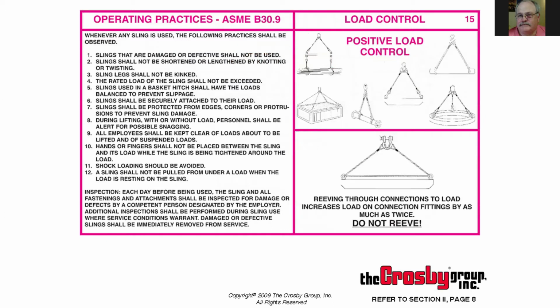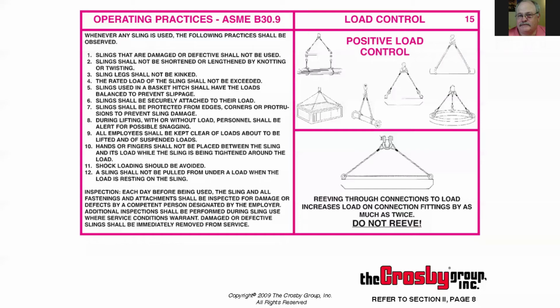When we start talking about sling tensions, there are certain things you need to be aware of. You'll see this is card number 15 out of Crosby's Pocket Guide, and what they do is list out operating practices. You'll see it says ASME B30.9. ASME is the American Society of Mechanical Engineers, and B30.9 is the standard that covers slings. It shows these 12 little practices. We're not going to go through all of them. The one we're focusing on today is number 4: the rated load of the sling shall not be exceeded. And this is the one that people can easily violate just by not doing things correctly.